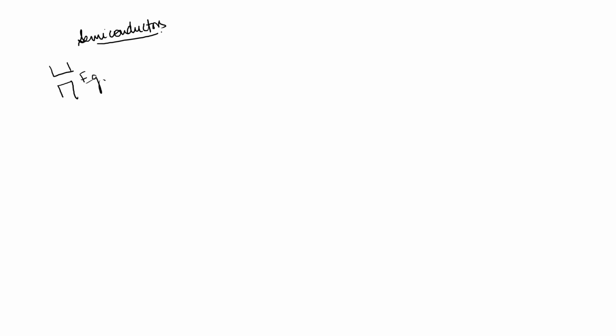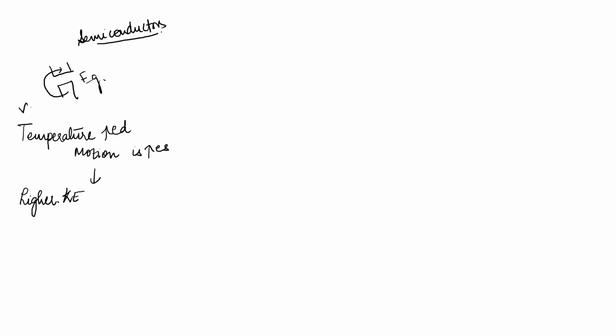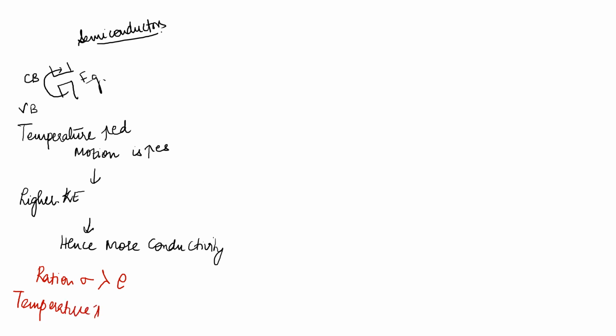If we see it with respect to the semiconductors, the Eg, the energy gap, is lesser in this case if the temperature is increased. Temperature increased, motion of electrons is increased, which causes higher kinetic energy. So this higher kinetic energy results in more motion of electrons from the valence band to the conduction band. Hence, more conductivity. So in the case of semiconductors, the conductance increased, then the rho, resistance, decreased. So temperature increased and resistivity decreased.